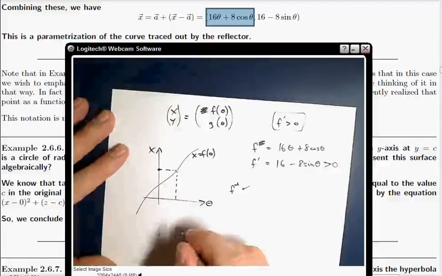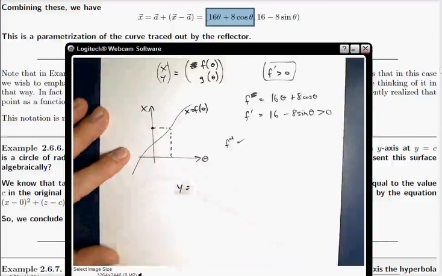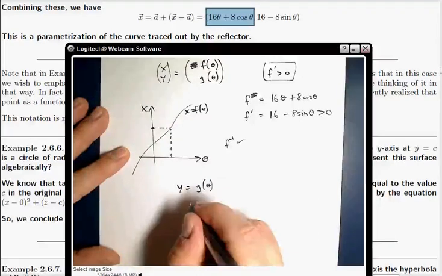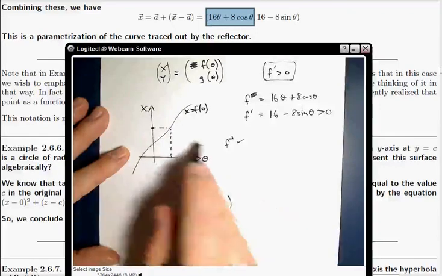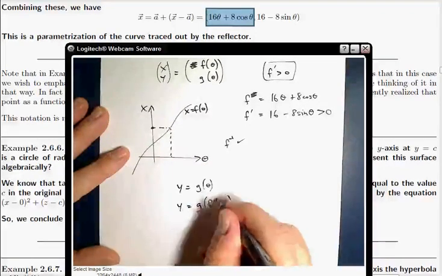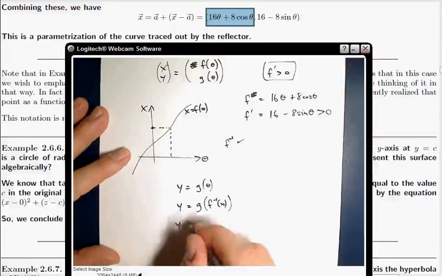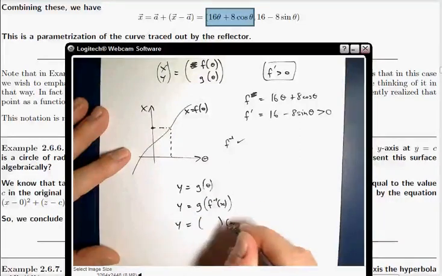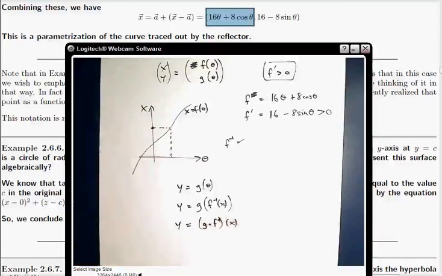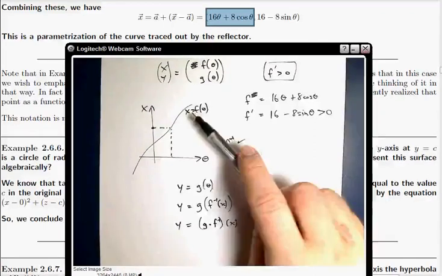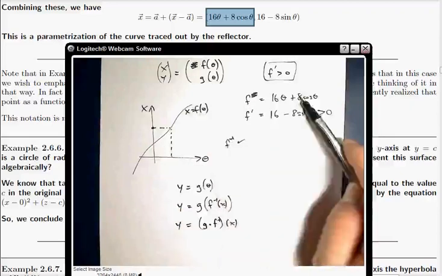So what is y? Well, y is g of theta. Theta is f inverse of x, and so therefore y is a function of x, and that function is g compose f inverse. So it's the same basic idea as the first part, just different details. We're using that same hint: critically, the point is that this function here is always increasing, and therefore I can invert it.